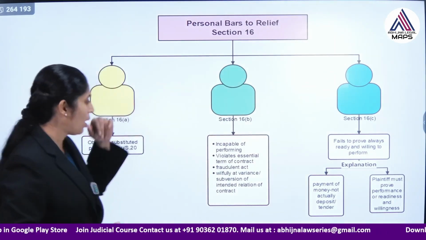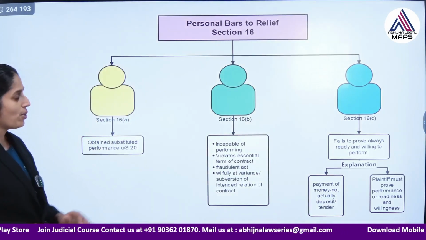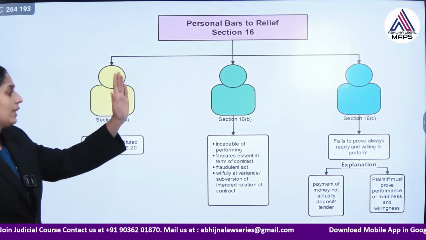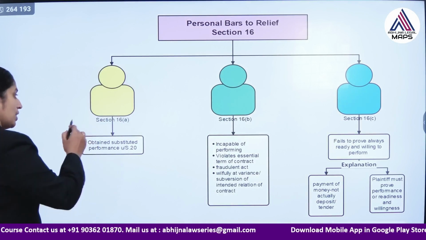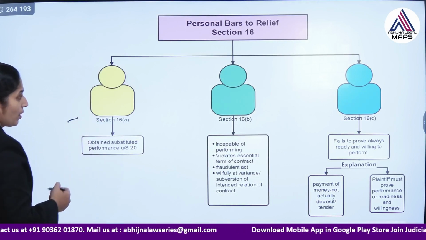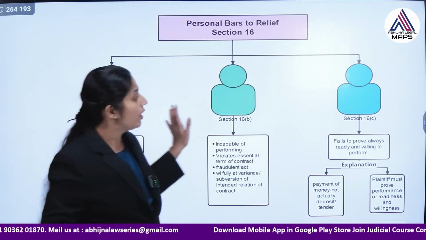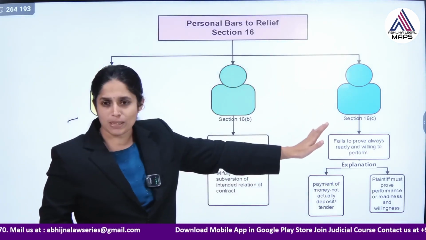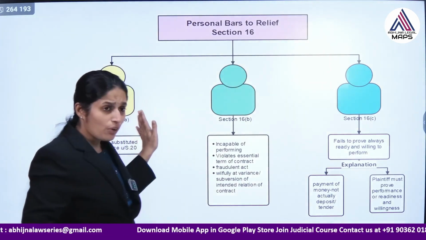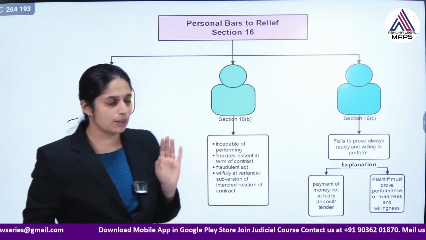So, let us come to our section 16. Section 16, we see there are 3 categories. The first is section 16A. What does it say? These persons are barred from filing specific performance, or in favor of them specific performance cannot be granted.